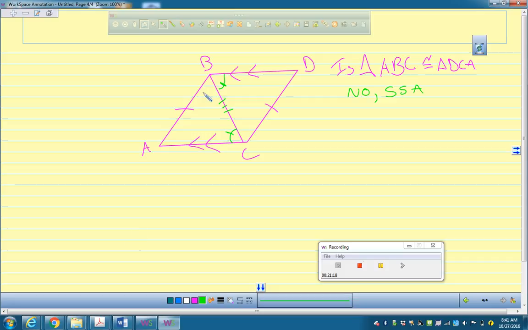Oh, I meant triangle DCB. I'm sorry, thank you, DCB. But you have to be really careful with that, right? Because this would be a side, then a side, then an angle, and a side, then a side, and an angle. If the angle were in between, then they would be okay, but the angle is not in between.